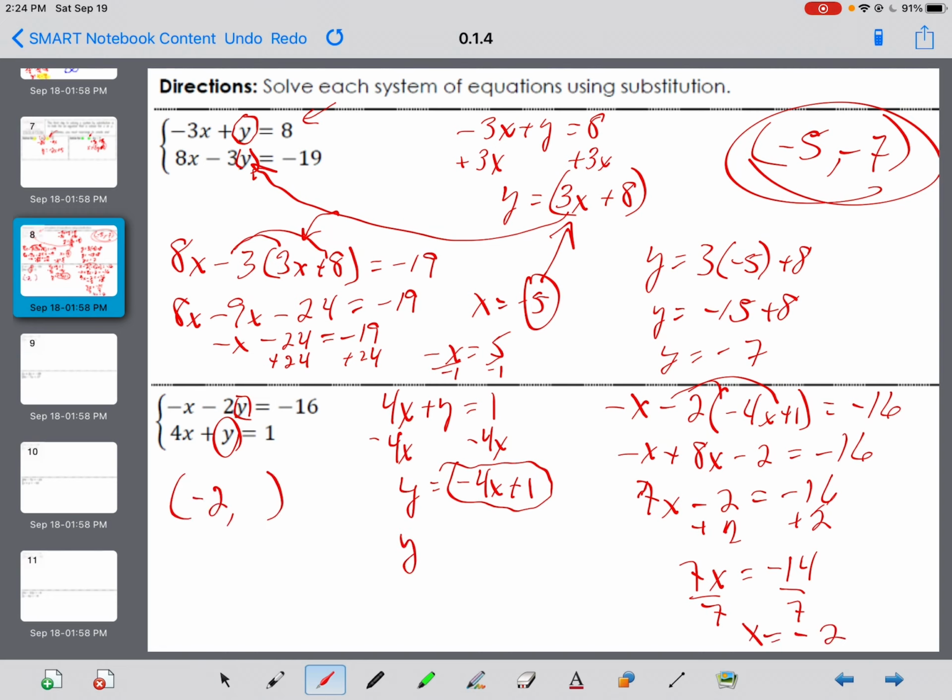We just need the y part. Y equals negative 4x times negative 2 plus a 1. Y equals negative times negative is positive. 4 times 2 is 8 plus 1. So y equals 9. That's how that one works.